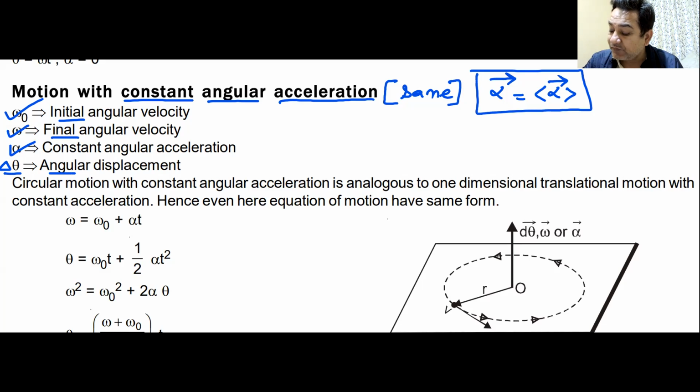So these are the four quantities that come into discussion in this concept of constant angular acceleration: your initial angular velocity, your final angular velocity, your angular acceleration, and your angular displacement. I'll give you a minute to note it down up till here, then I will move further ahead in the discussion.